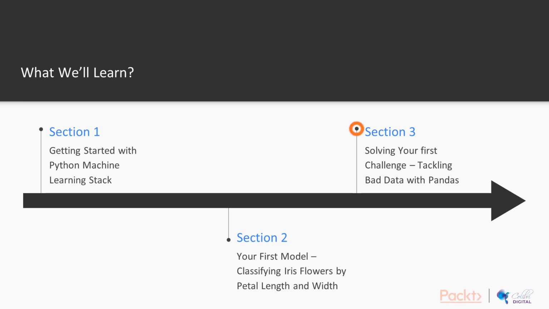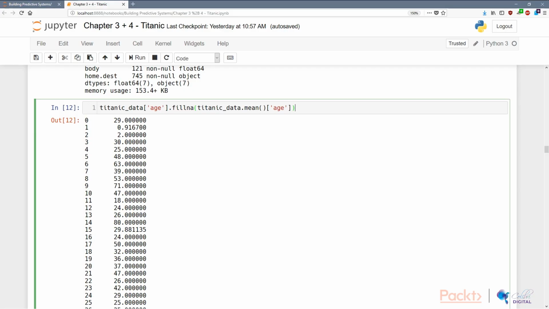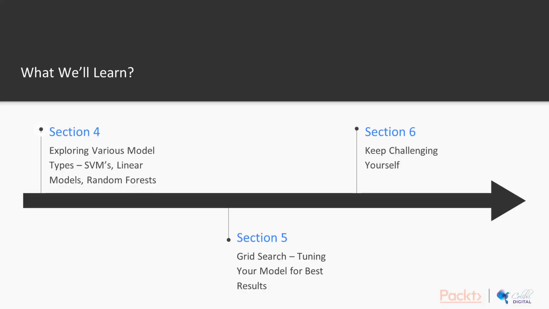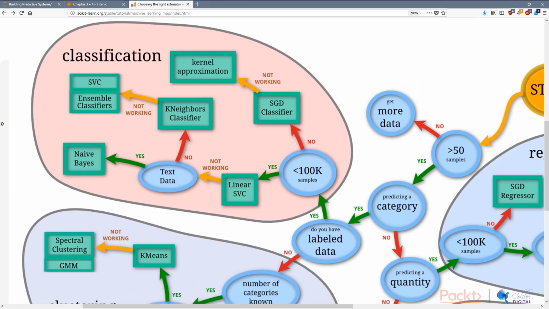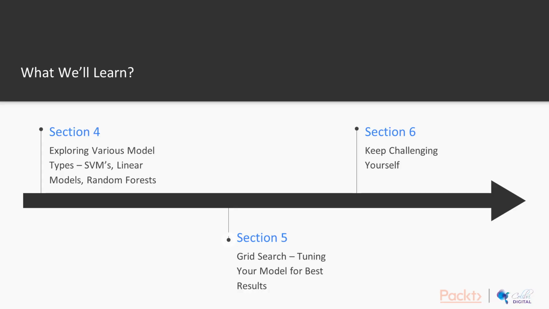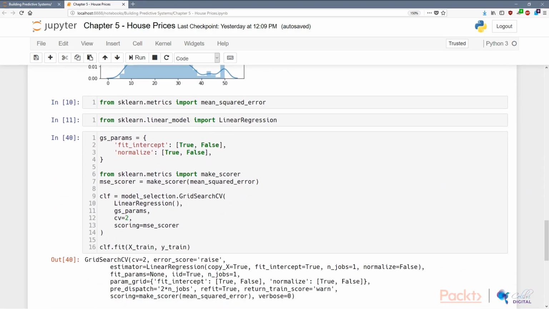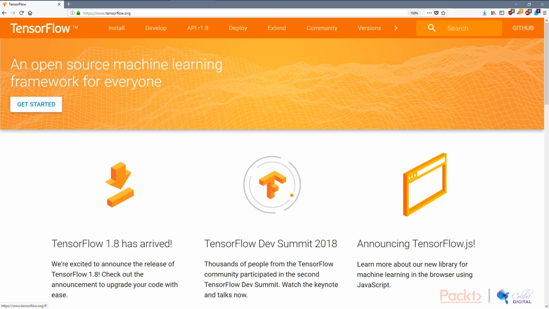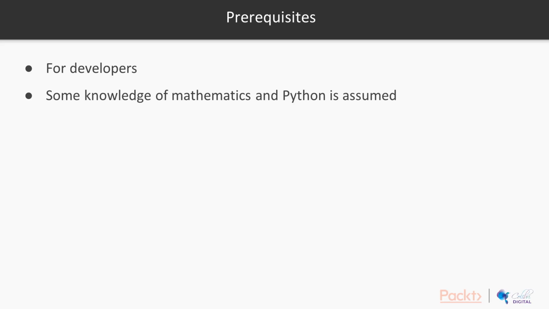We'll then talk about solving our first challenge, tackling bad data with pandas, and exploring various model types: SVMs, linear models, and random forests. And then we talk about grid searching, which is tuning our model for best results automatically. And in the last video, we talk about how we can keep challenging ourselves with online competitions and deeper and more complex libraries for machine learning.